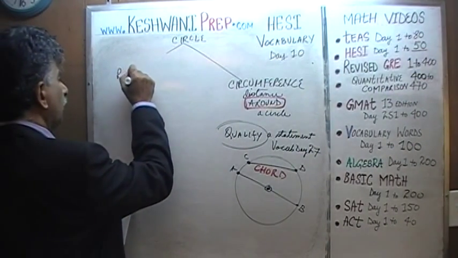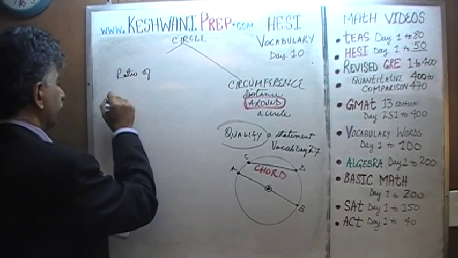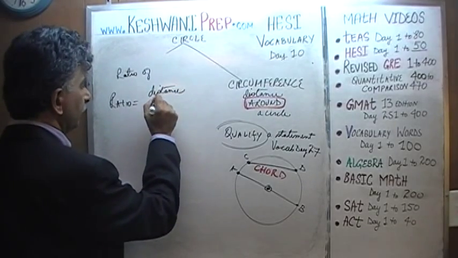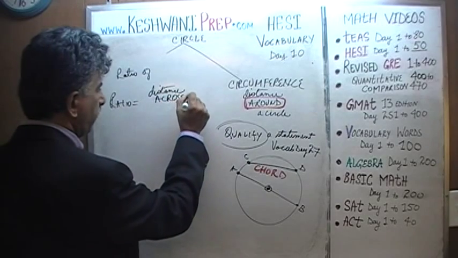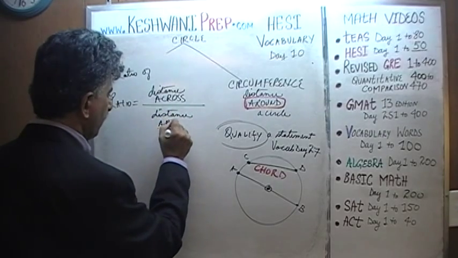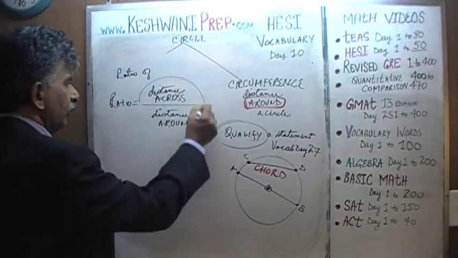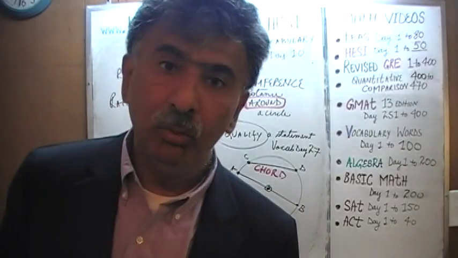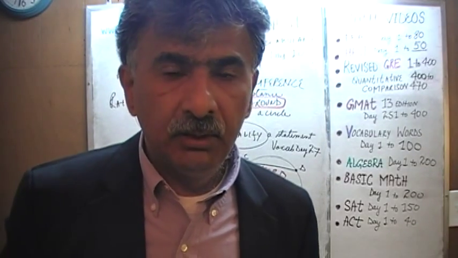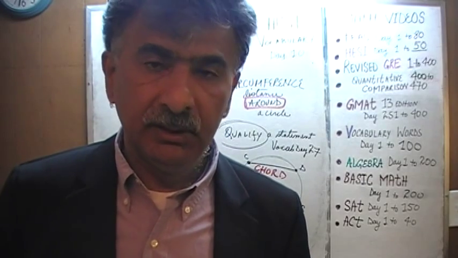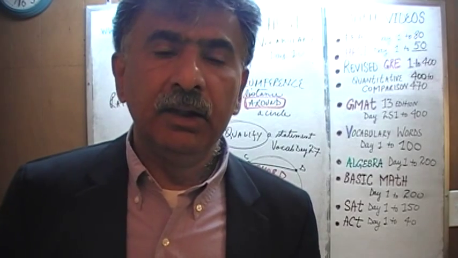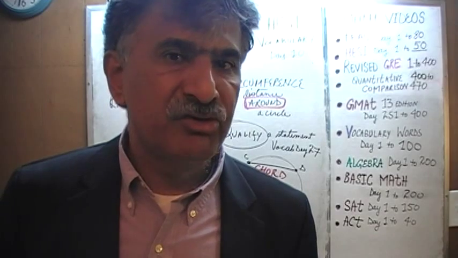The ratio of the distance across the circle to the distance around the circle. That ratio is always fixed, regardless of how tiny your circle might be, regardless of how humongous your circle might be, regardless of the size of the circle. The way nature created the universe is that it observes certain constants. These are called natural constants.